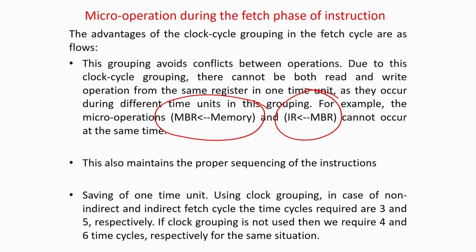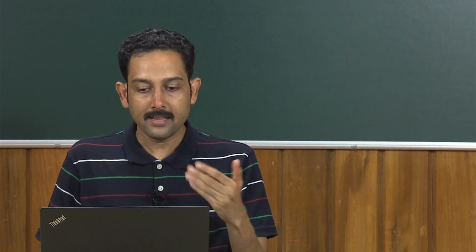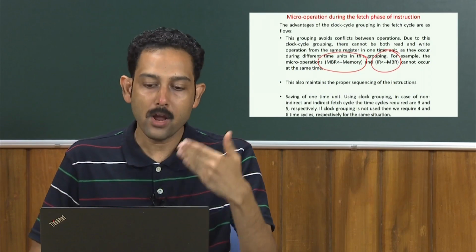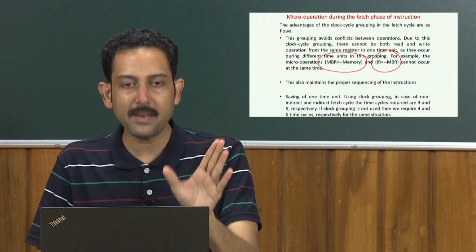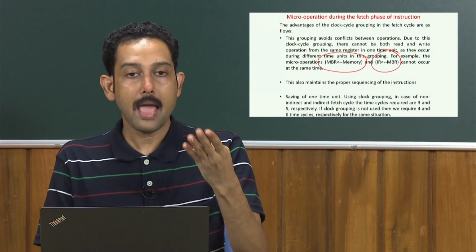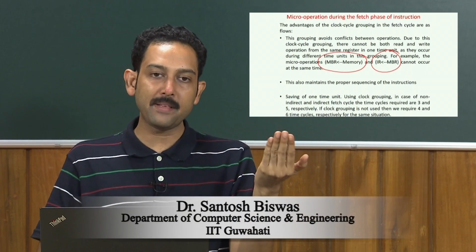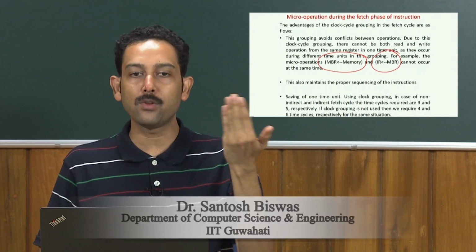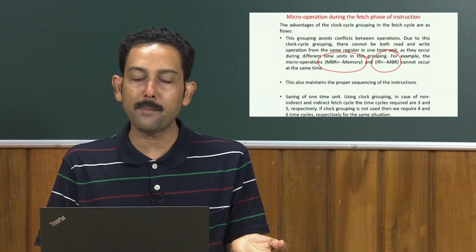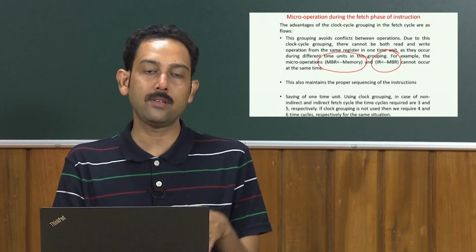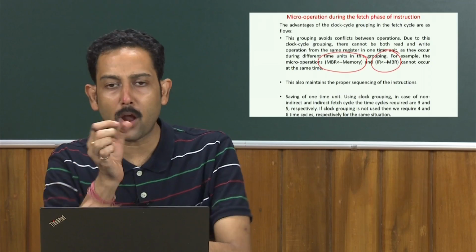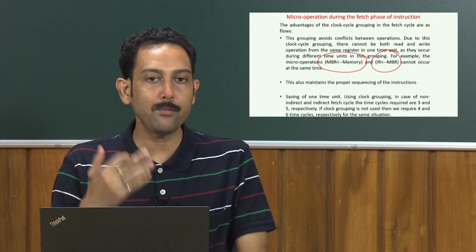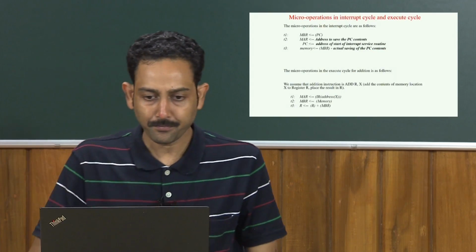So, what we have seen, if you are not going for any clock grouping, then the number of time units required to fetch an immediate instruction will be 4, and if you optimize it, 1 will be saved, that is the incrementing of the PC will be saved, and you require 3. Similarly, if this is a non-immediate mode like a direct mode of instruction, it is either 5 or 6, because we are optimizing the program counter increment, which can be fit with any other stage.